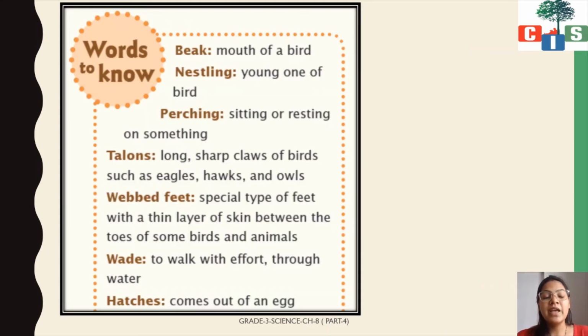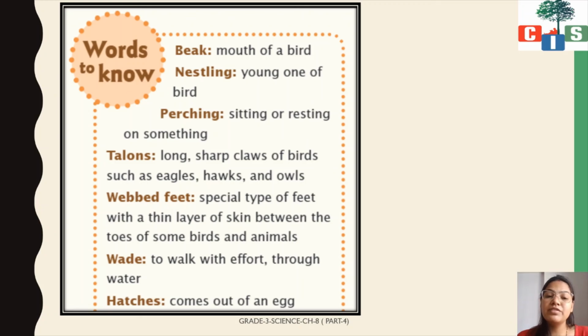Now we are going to see words to know. First is beak. What is the meaning of beak? Mouth of a bird. Then nestling. Nestling is the baby of a bird, the young one of a bird. What is perching? Perching is sitting or resting on something. Mostly birds rest on the branches of the tree. Then talons. What are talons? Long sharp claws of birds such as eagles, hawks and owls.